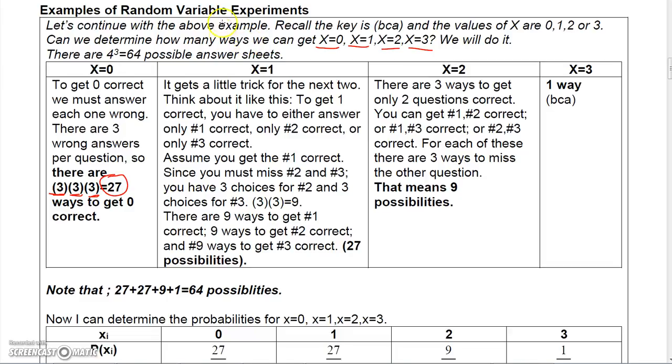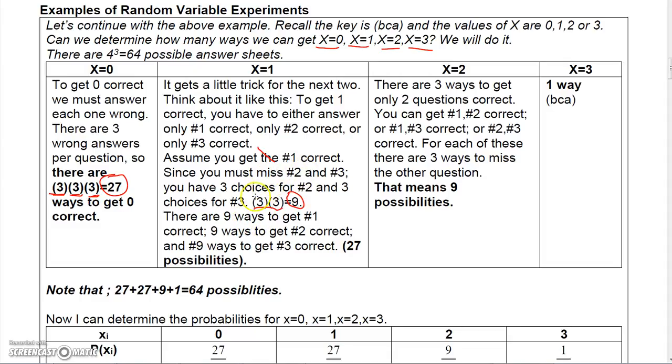Now, the next two, it's a little bit tricky. Basically, on the next two, you have to get 1 correct and you have to miss 2. So that means on one of the questions, there's only 1 choice you can choose. But on the other 2, to get them wrong, there's 3 choices to choose. So basically it's 1 times 3 times 3. That's 9 choices, but here's the problem with what I did there.